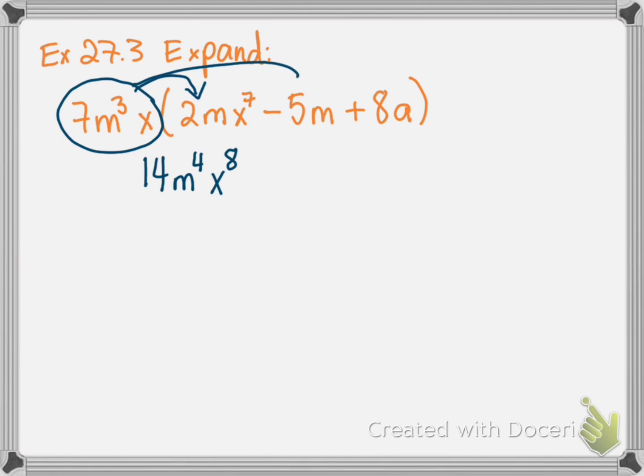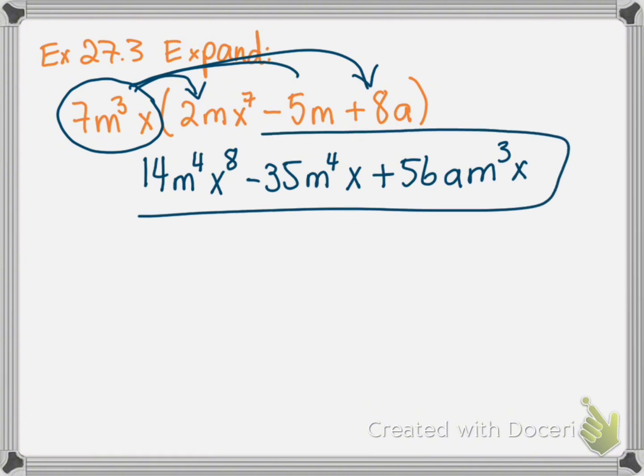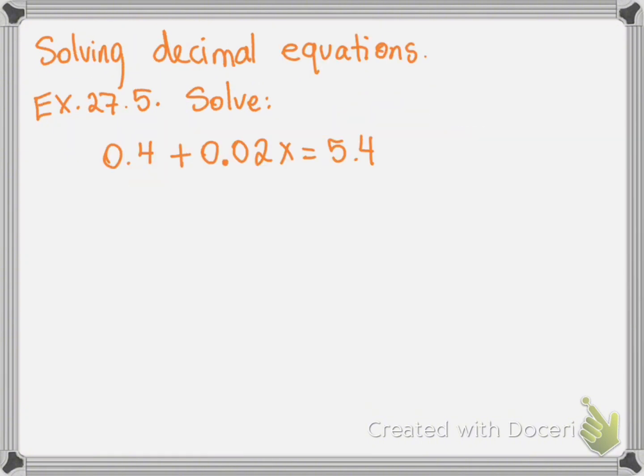7 times negative 5 is negative 35. m^1 times m^3 is m^4, and then the x. And then the last one is 7 times 8, 56. And then there's no letters that are in both terms, so we just put the letters next to each other. And that's it. The second section of this lesson is solving decimal equations.